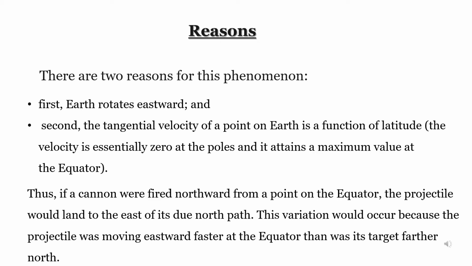First, the Earth rotates eastwards, and the second is that the tangential velocity of a point on Earth is a function of the latitude. The velocity is essentially zero at the poles, and it attains a maximum value at the equator. Thus, if a cannon were fired northward from a point on the equator, the projectile would land to the east of its due north path. This variation would occur because the projectile was moving eastward faster at the equator than its target further north.